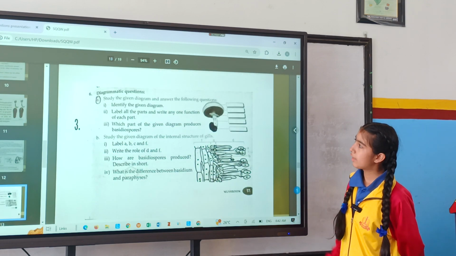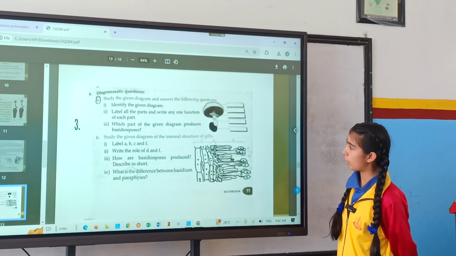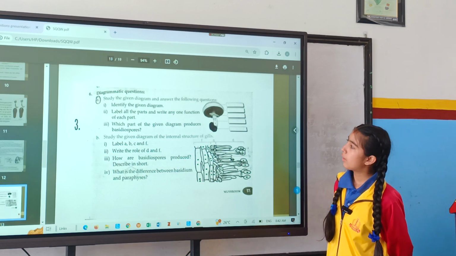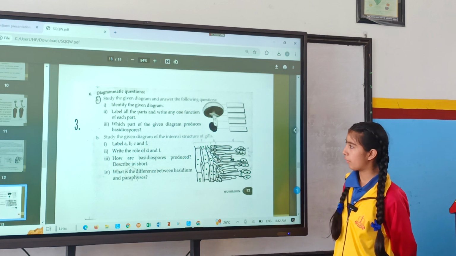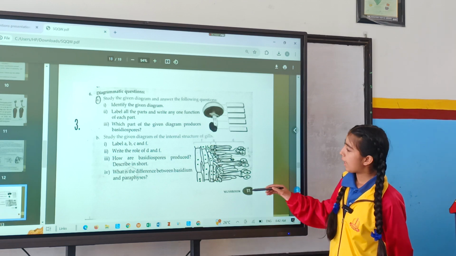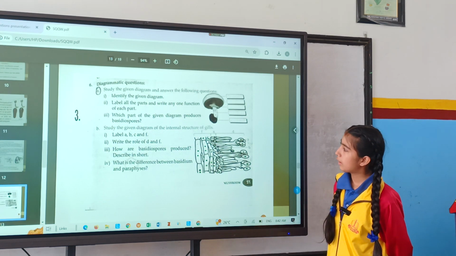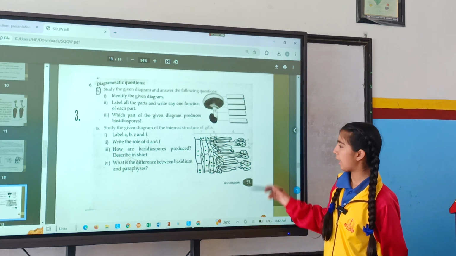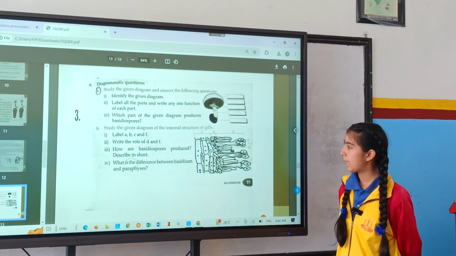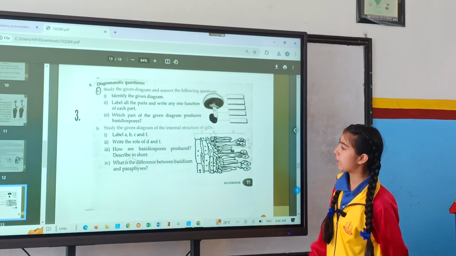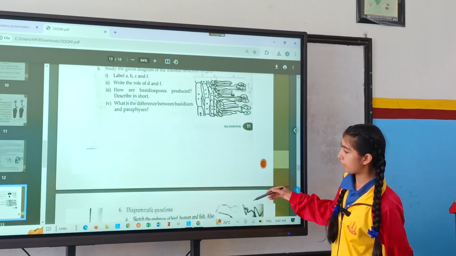And next is: study the given diagrams and answer the following questions. Identify the given diagram, this is a mushroom. Label all the parts and write any one function of each. Which part of the given diagram produces basidiospores? And the next diagram: study the given diagram of the internal structure of gills. Label A, B, C, and F. Write the role of G and F. How are basidiospores produced? Describe in short, and the difference between basidium and paraphyses.